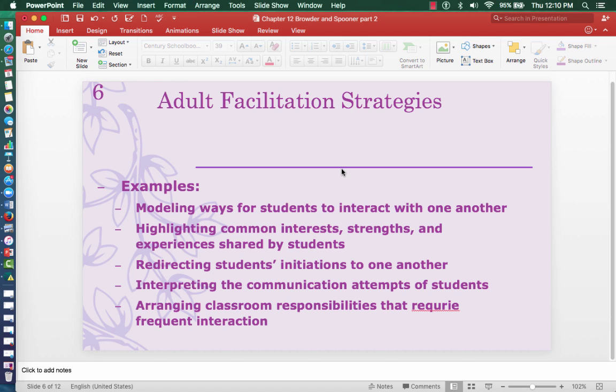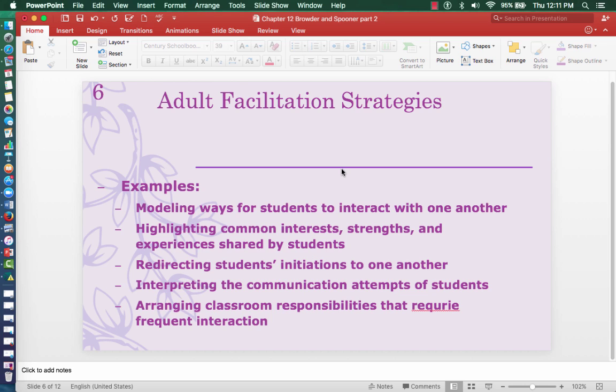Now, your part, your facilitation part, is to model how we interact with one another. So you might want to do some role play with 2 or 3 other teachers and have them come in and show the students how we do a group if they're having difficulties figuring this out. We also want to highlight common interests in the classroom, strengths and experiences, which means we're going to have kids talking about what things they've done and what they're interested in. Also, when we see the students' interactions are not quite what we're hoping for, we're going to have to be the ones who redirect those interactions.